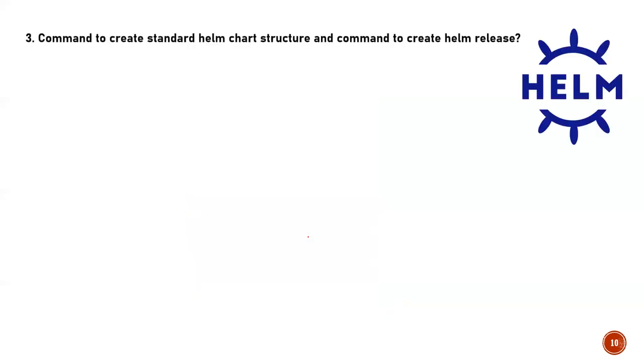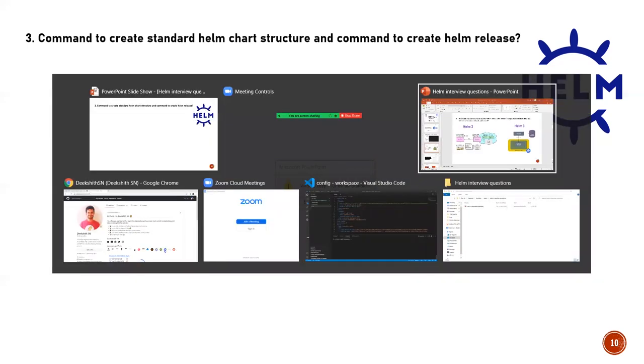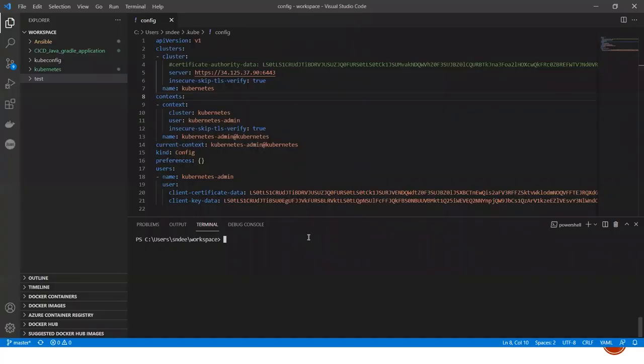The next question is: the command to create a standard Helm chart structure, and also the command to create a Helm release. That means if I want to deploy a Helm chart onto the Kubernetes cluster, what is the command? For this, I'm going to create the Helm charts in my local, and then we will try to deploy it in the Kubernetes cluster. I have already connected to my Kubernetes cluster.